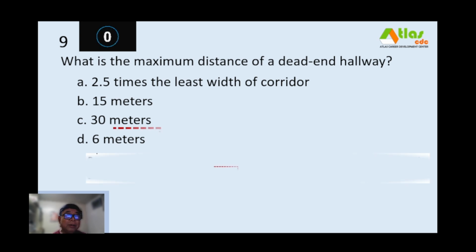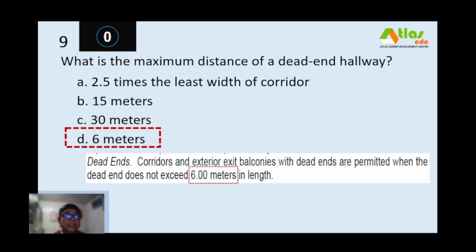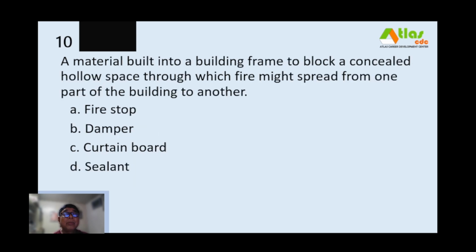And our correct answer is letter D, 6 meters. So corridors and exterior exit balconies with dead ends are permitted when the dead end does not exceed 6 meters in length. Number 10. A material built into a building frame to block a concealed hollow space through which fire might spread from one part of the building to another. A. Fire stop. B. Damper. C. Curtain board. And D. Sealant.